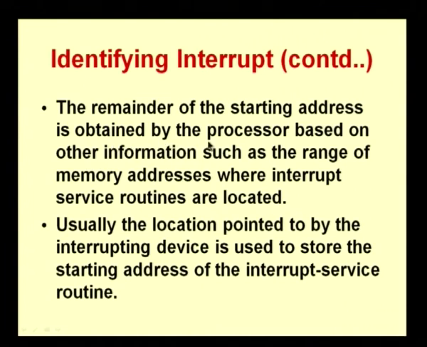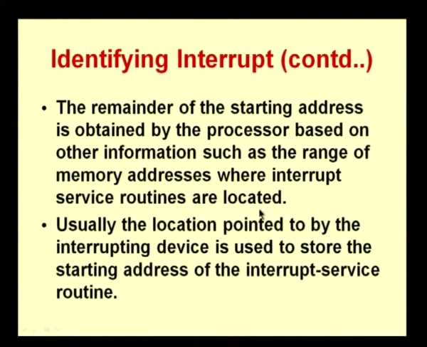So, when you have a vectored mode of operation, the device identifies itself as the interrupting device by sending this vector to the processor. This is a very commonly used mode of operation for identifying interrupts. Now, as I said, the vector can also be used for identifying the starting address of the interrupt service routine. How is that done? A part of it will come from the vector, and the remaining part of the starting address is obtained by the processor based on other information such as the range of the memory addresses where interrupt service routines are located.